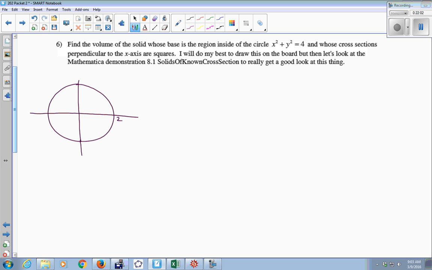This is like the bottom of your solid. And then its cross sections are squares perpendicular to the x-axis. So I would draw a little line here. And that's going to be, then I would create a square coming off of that out of the board, right? So I have equal length sides and I make a square. And then I have them all along the circle. I know it's hard to picture. So I have a good picture.